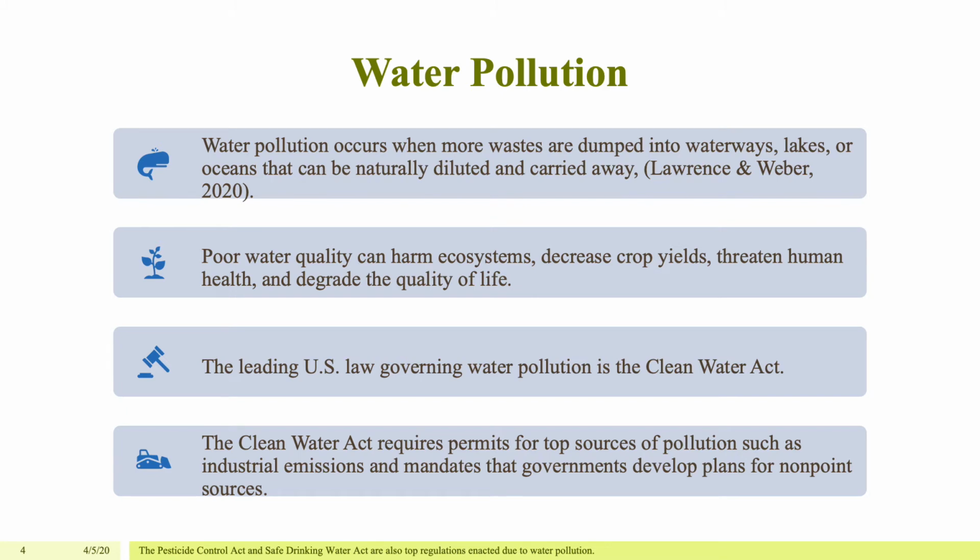Water pollution occurs when more wastes are dumped into waterways, lakes, or oceans than can be naturally diluted and carried away. Poor water quality can harm the ecosystem, decrease crop yields, threaten human health, and degrade the quality of life. The leading U.S. law governing water pollution is the Clean Water Act. The Clean Water Act requires permits for top sources of pollution such as industrial emissions and mandates that governments develop plans for non-point sources.